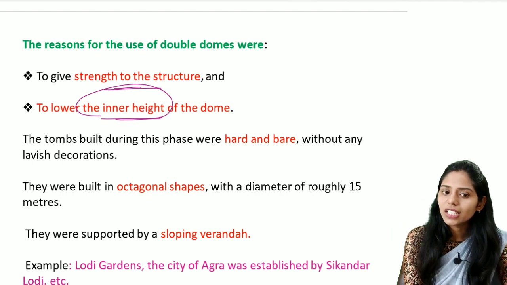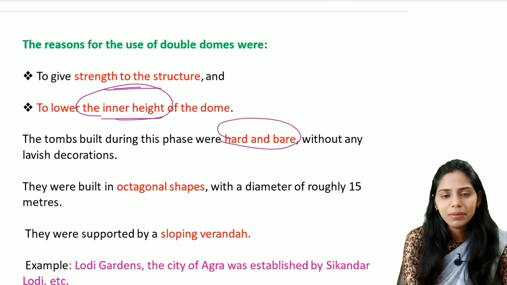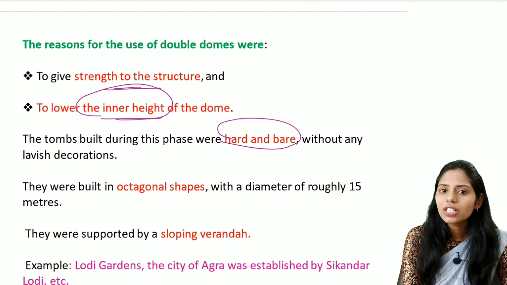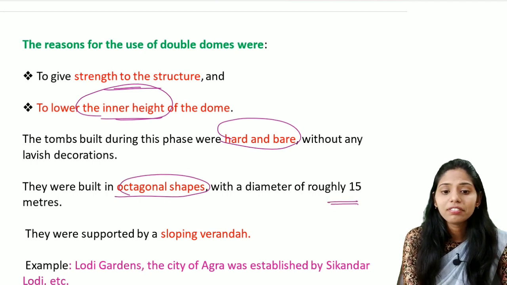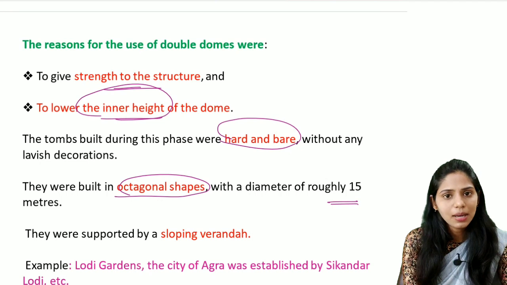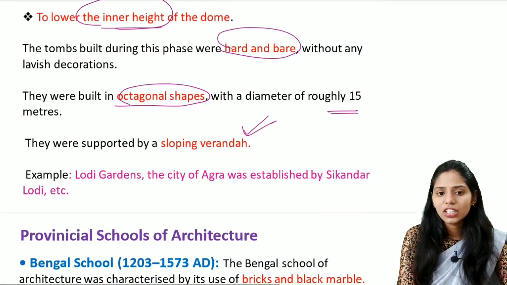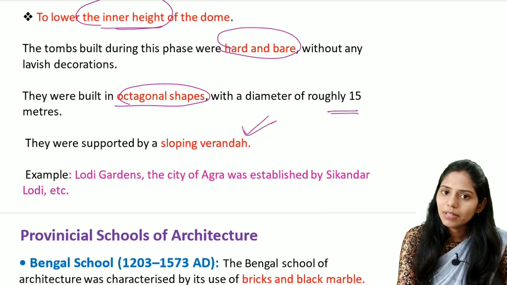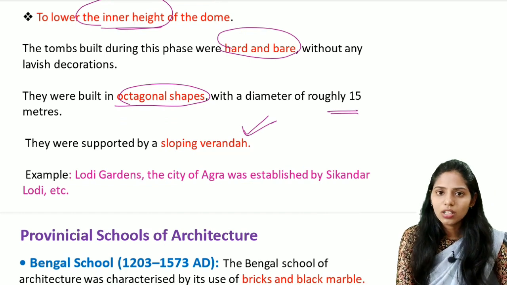The next important feature is the tomb buildings during this phase, which were very hard and very big. That means they do not have intricate decoration. One important feature they adopted is the octagonal shape, with a diameter of roughly 15 meters, and they started the supporting veranda system as well. Examples of Lodi architecture are the Lodi Gardens and also the city of Agra, established by Sikandar Lodi. These are the examples that you should remember at any cost.